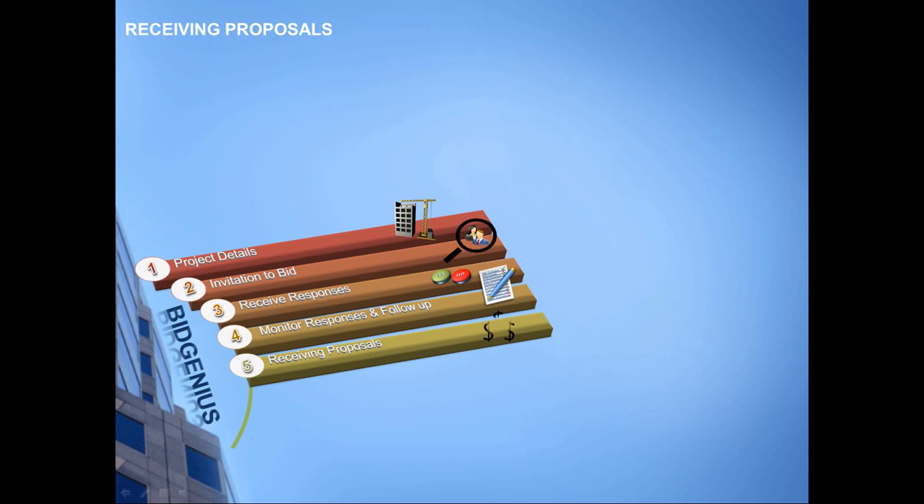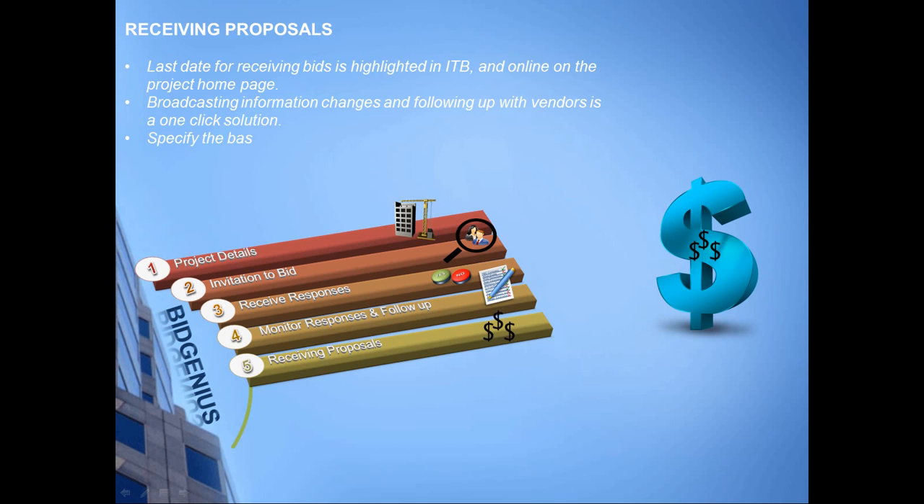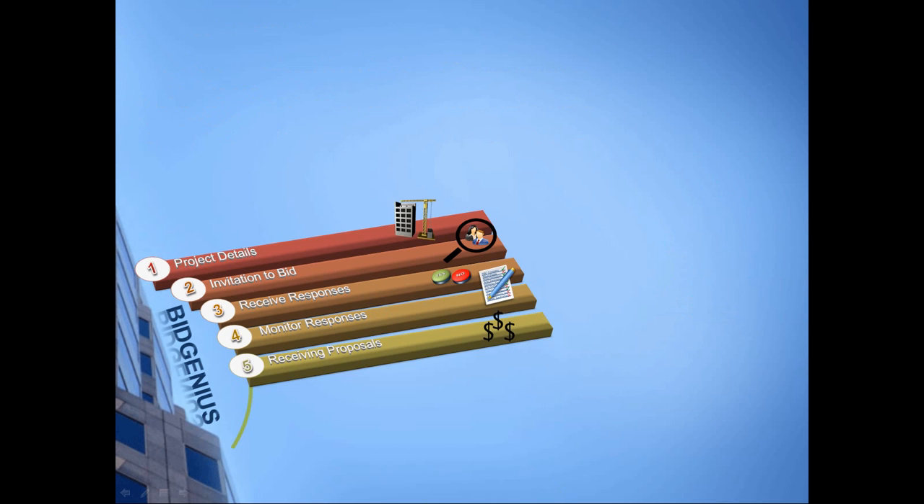Next begins the process of receiving proposals. The deadline on when the last bids will be accepted can be communicated on the project homepage on your plan room and can be included in the invitation sent to the vendors. As the proposals are received, the total amounts submitted can be plugged into BidGenius along with any alternates and unit prices. Broadcasting bid due date changes, scope changes or any other information, and following up with vendors for submission of proposals is a one-click solution in BidGenius.